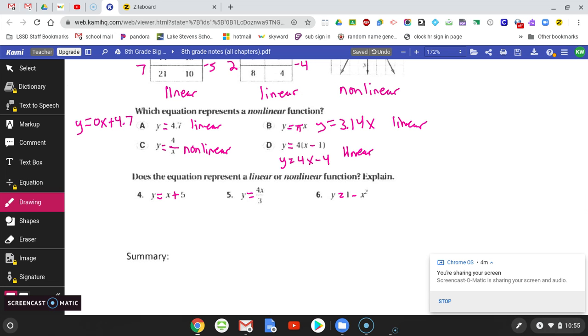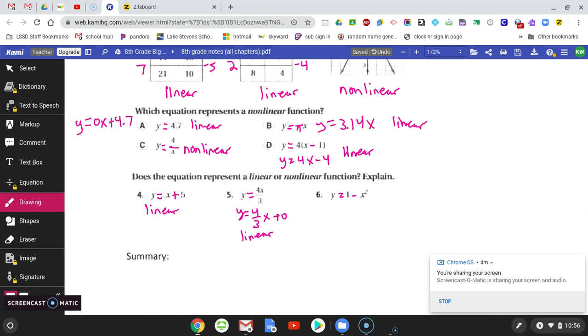Okay, so for the first one, yes, it is linear because it can be written as y equals mx plus b. For the next one, you actually could write this as y is equal to 4 over 3 with x next to it. That's the same thing, and technically there is a plus 0. So it can be written in the form y equals mx plus b, so it is linear.